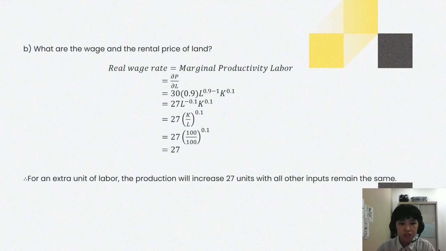What are the wage and the rental price of land? Since the real wage rate is the marginal productivity of labor, we need to apply the partial derivative to the production function with respect to L to obtain the answer. We assume K is a constant and carry out the differentiation. The real wage rate equals 27, which means that for an extra unit of labor, the production will increase by 27 units with all other inputs remaining the same.